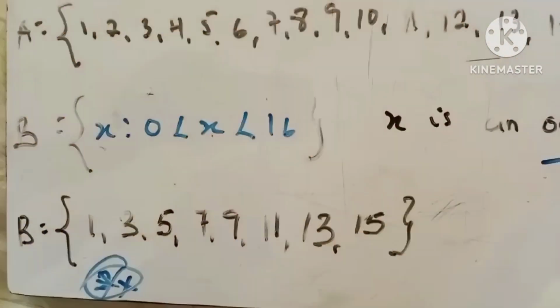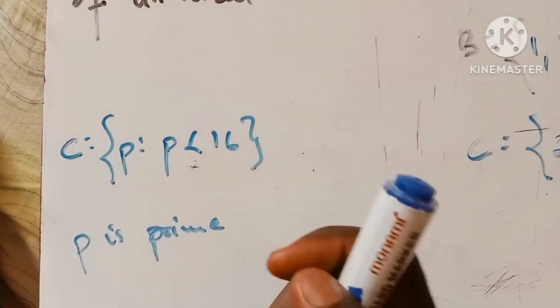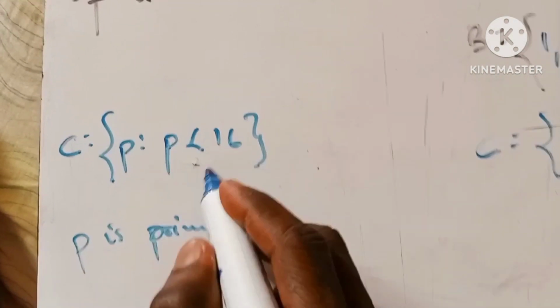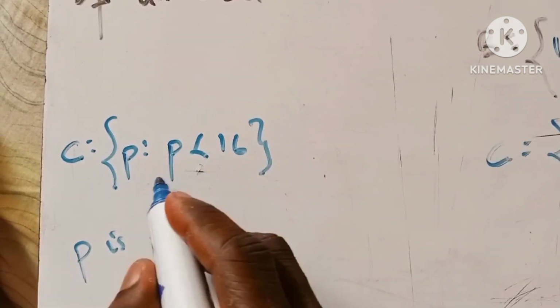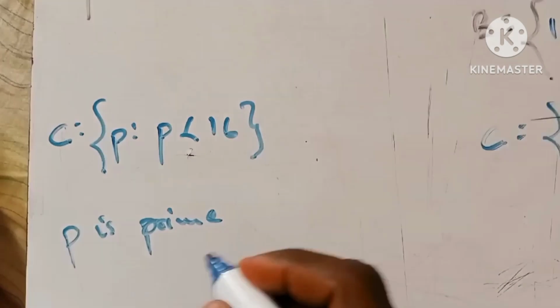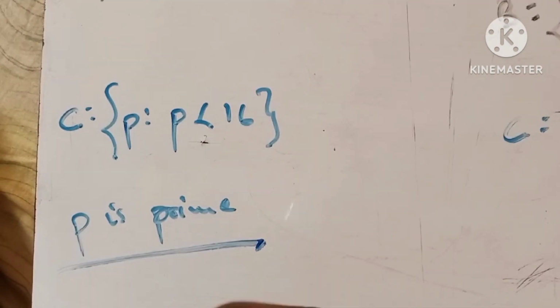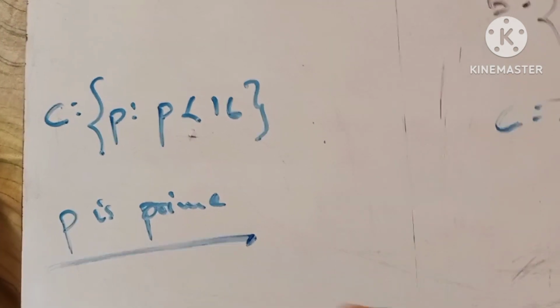Now let's move on to the C part. This is the condition that we are giving. Don't let this confuse you, right? This tells me that people inside the C are what we call P, but P with a condition. The P here is a prime. So you must know what or who a prime is. So this is the condition.